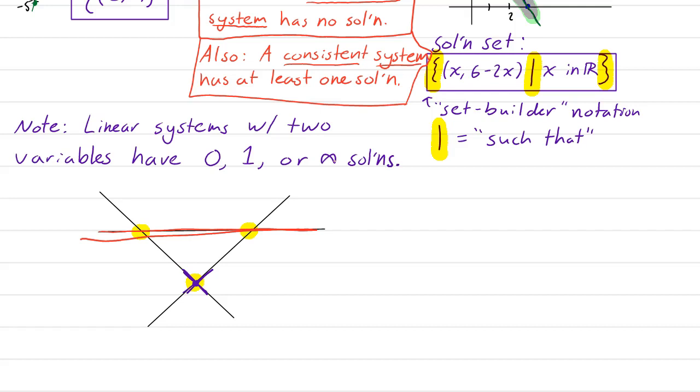And it turns out this is true with more variables too. Even if you have systems with 3 variables or 4 variables or 100 variables, the number of solutions you have is always going to be 0, 1, or infinity. But we'll have to see why that's true later on.